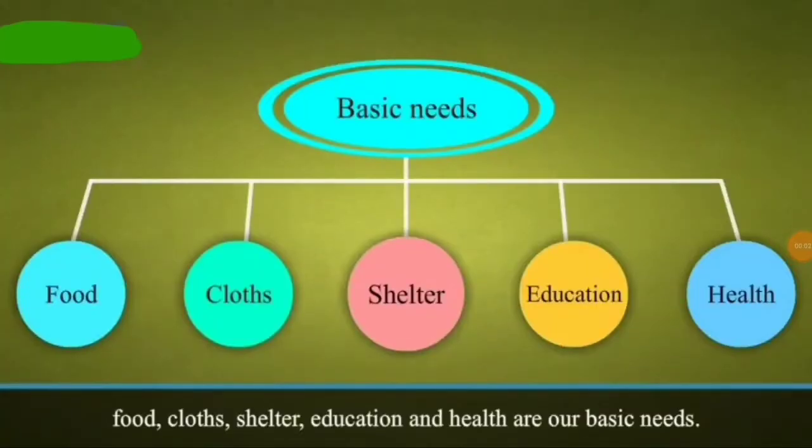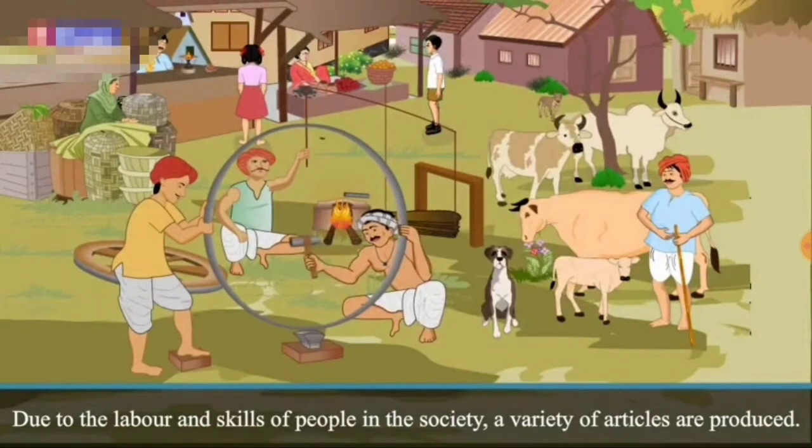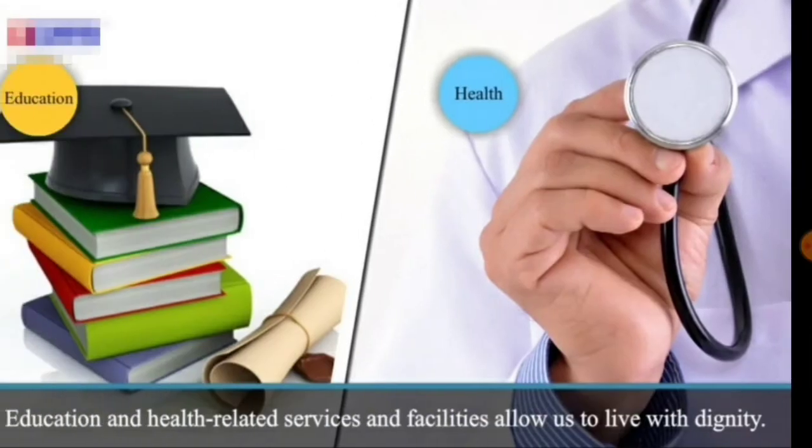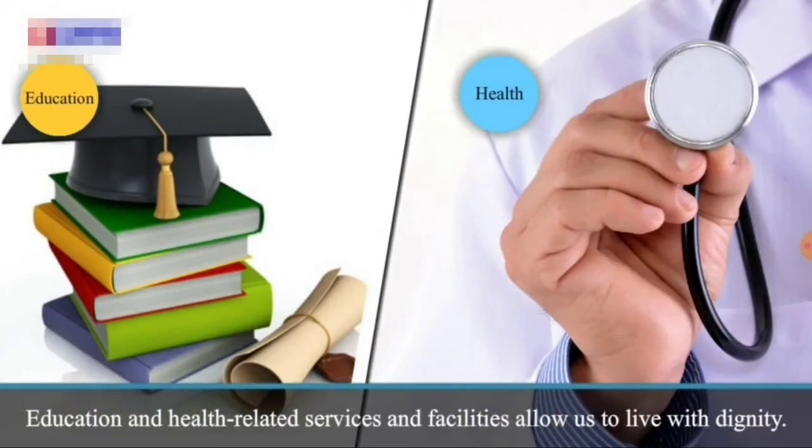As you know, food, clothes, shelter, education and health are our basic needs. Due to the labor and skills of people in the society, a variety of articles are produced. Education and health related services and facilities allow us to live with dignity. Dignity means some serious behavior that makes other people respect you.